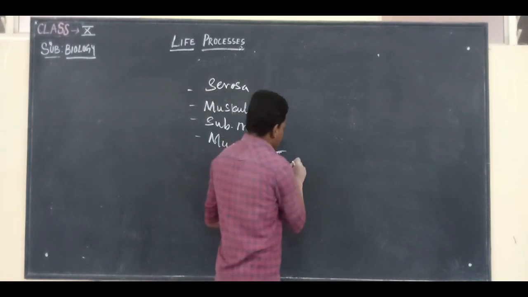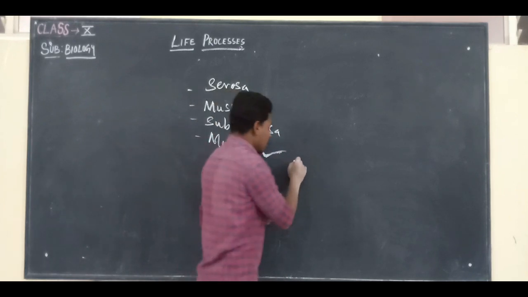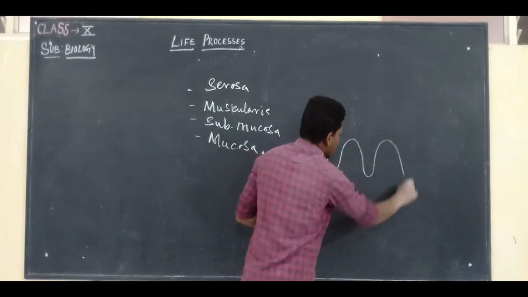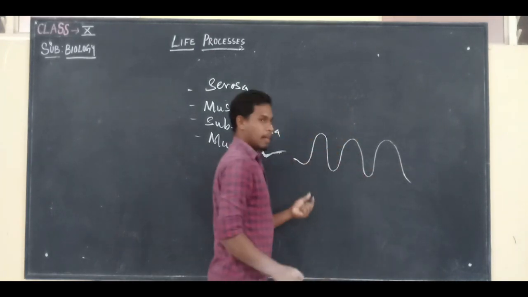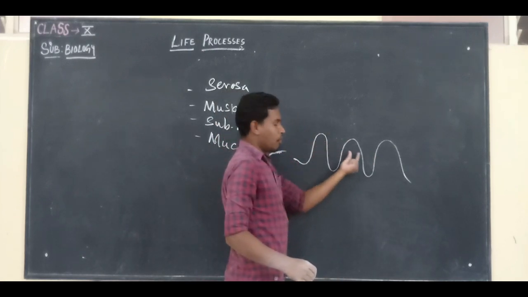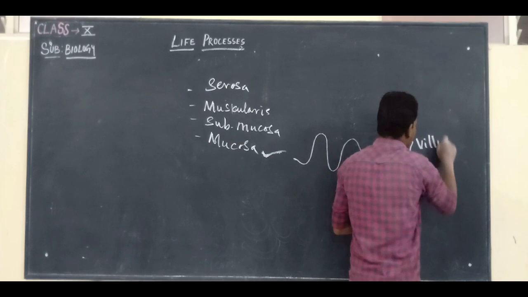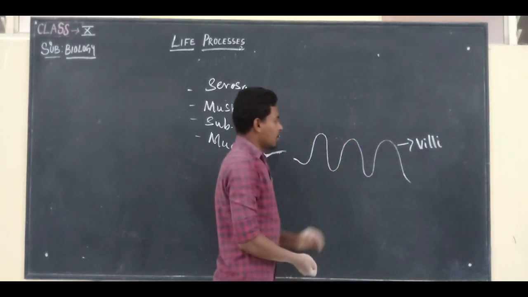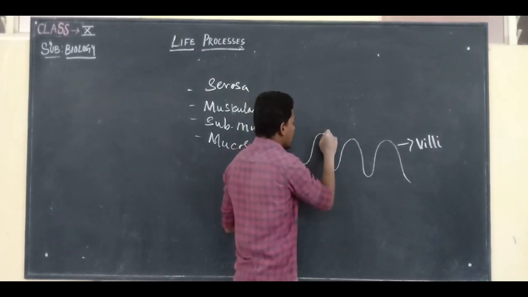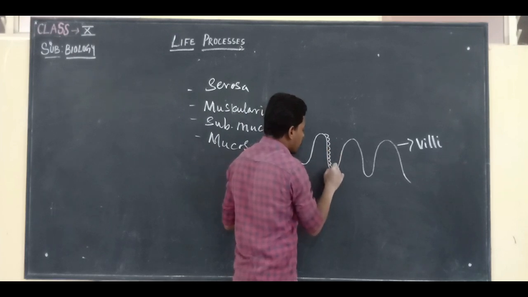So the villi: the mucosa layer is thrown into foldings, like this. So this layer is known as the mucosa layer, and because of its foldings, we call it villi. Villi are present because they provide a large surface area for absorption, and on this surface we will find what? We will find columnar epithelial cells.